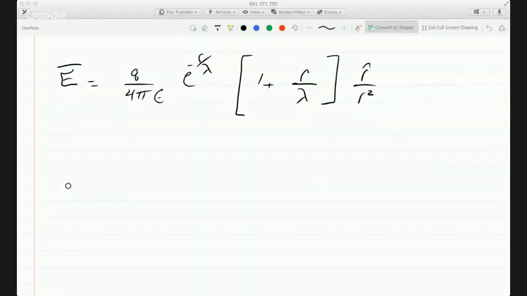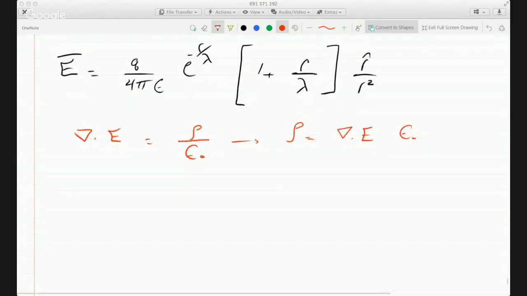The way we're going to find the charge distribution is we know that the divergence of E is equal to rho over epsilon, which means rho will equal epsilon times the divergence of E. Now, I do have to take the divergence of the electric field, but we have to be careful because this blows up at r equals 0. So we have to manipulate it in such a way that we capture this situation as we calculate the divergence.